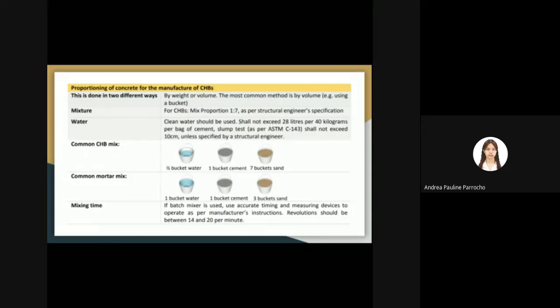And the mixing revolution should be about 14 to 20 per minute when mixing. And for curing, the CHBs should be covered with a plastic sheet or tarpaulin and kept damp and shaded for about 7 days to effectively cure. Next.